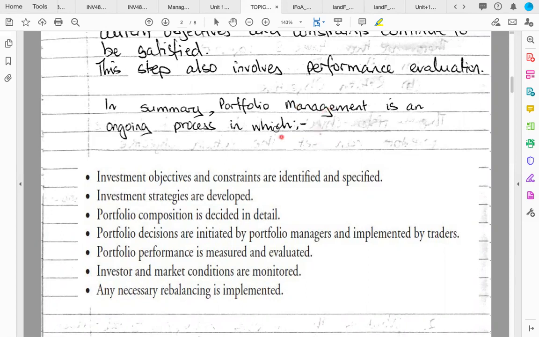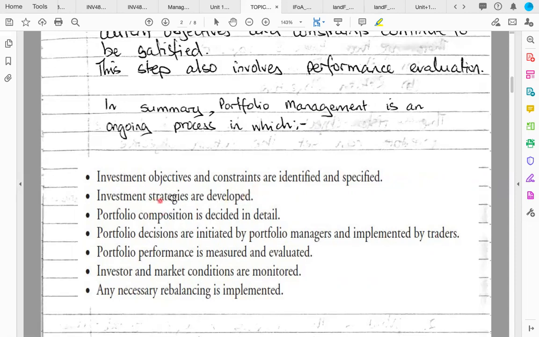In summary, we can summarize portfolio management as an ongoing process which has the following important aspects associated with it. So portfolio management involves investment objectives and constraints being specified and identified. What are your objectives as an investor, and what are your constraints? Remember, we'll look at constraints like taxes, the time you have until you need the money, and liquidity.